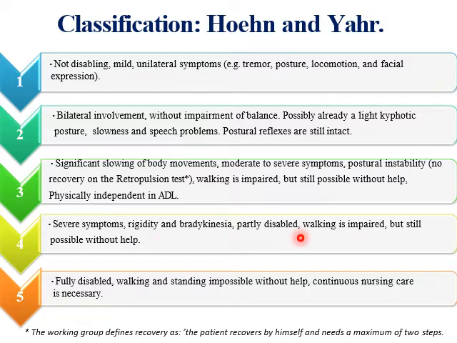In stage 4, the patients show severe symptoms, rigidity and bradykinesia. They are partly disabled. Walking is more impaired, but it's still possible without help. In stage 5, patients have experienced a higher level of disability. Walking and standing is now impossible without help, and they require continuous nursing care.